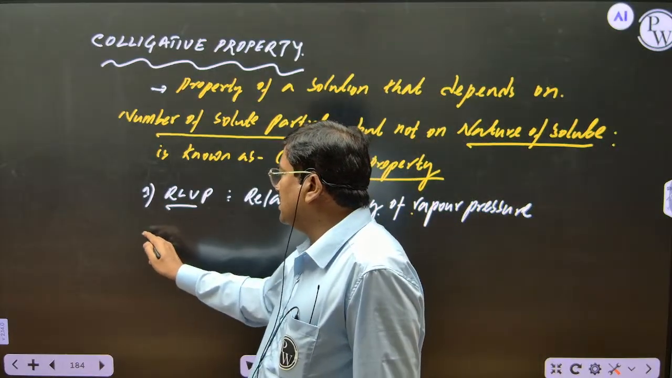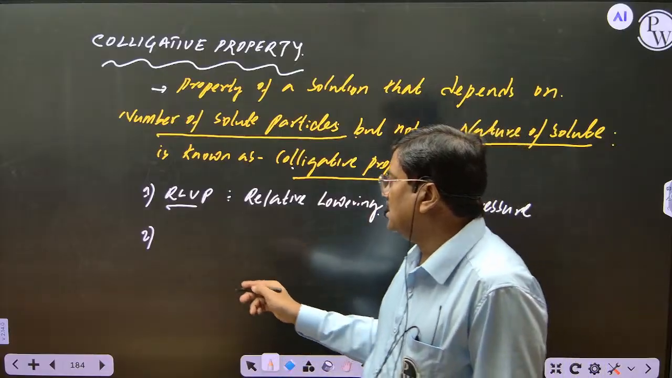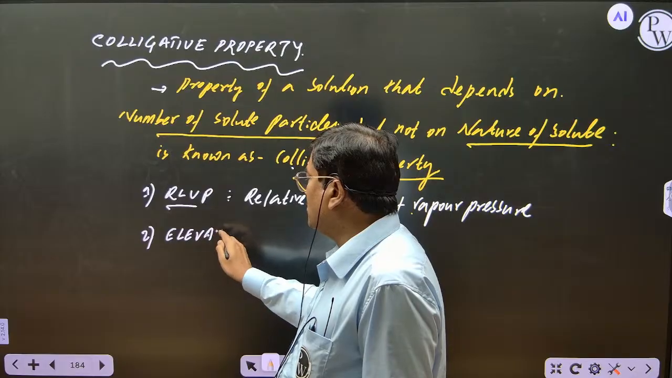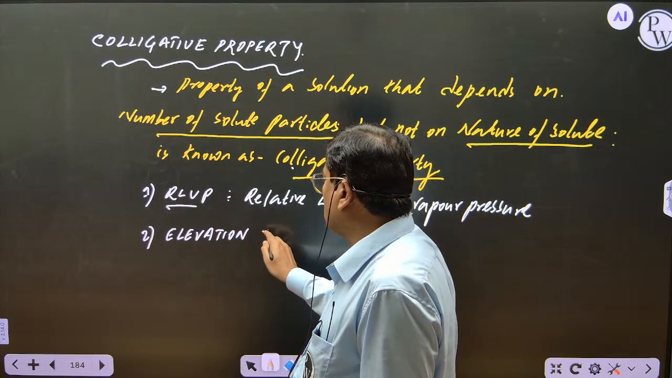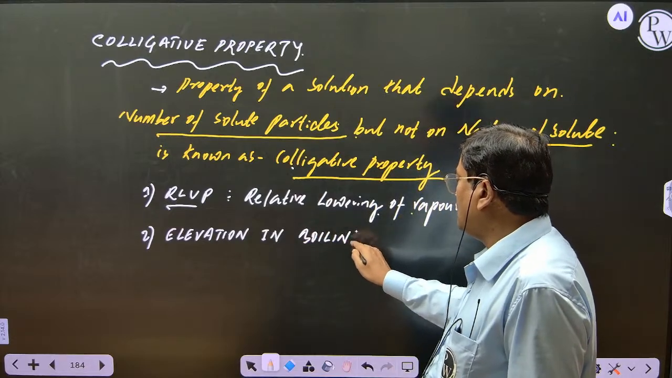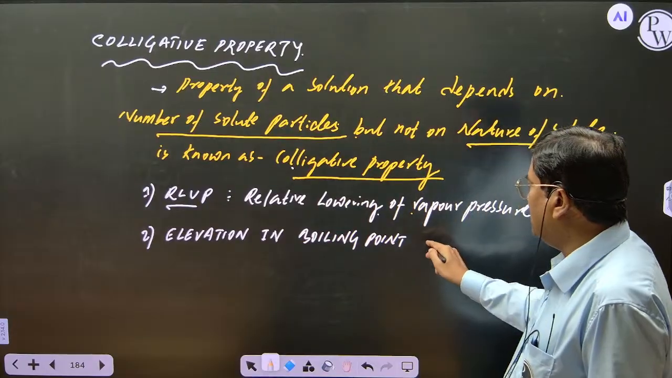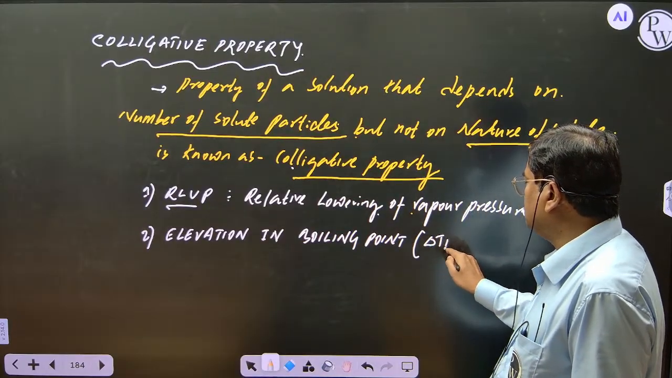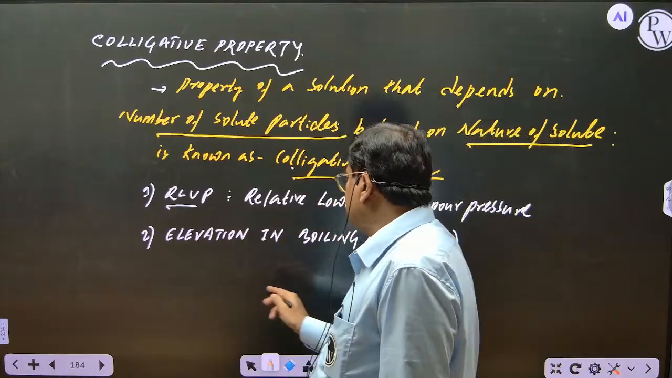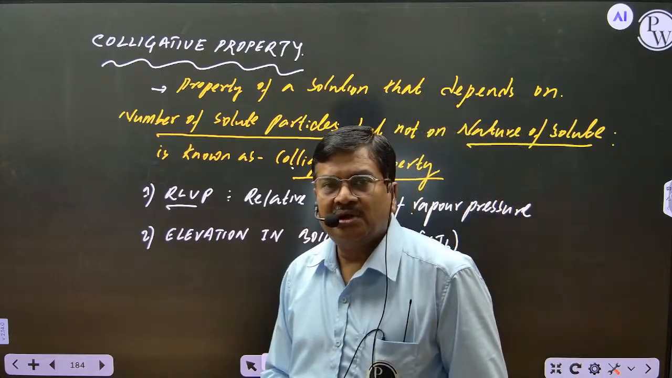The second colligative property we have is elevation in boiling point. Boiling point gets elevated. Elevation in boiling point, and this elevation in boiling point is shown by the symbol delta TB. This is the second colligative property, important.